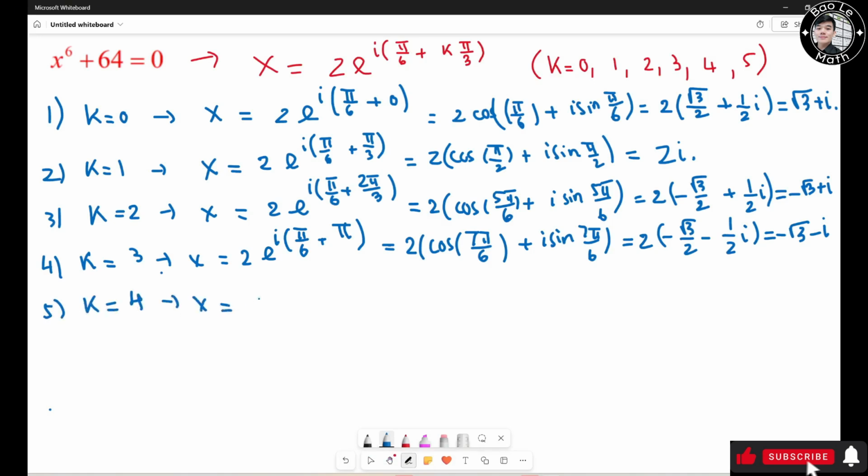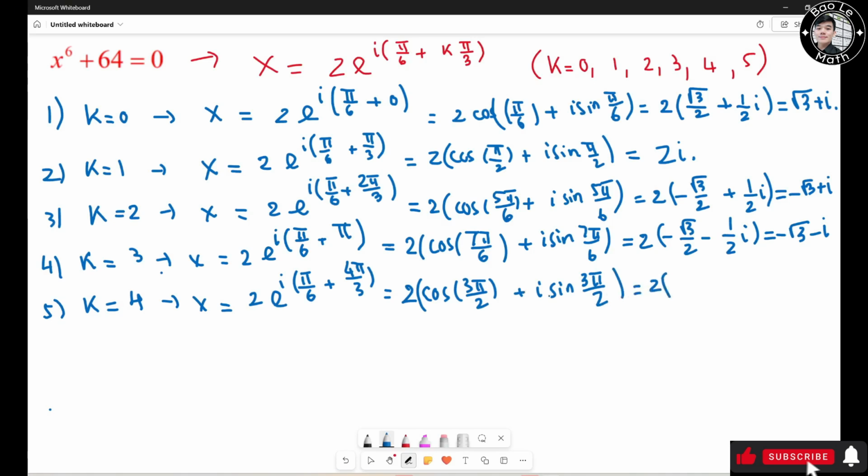Number 5, k equals 4. Then you have S equals 2 e to the i of pi over 6 plus 4 pi over 3. If you simplify this, it turns out to be 9 pi over 6, which is 3 pi over 2, right? So we have 2 times cosine of 3 pi over 2 plus i sine of 3 pi over 2. Cosine 3 pi over 2 equals 0, and sine 3 pi over 2 equals negative 1, so this turns out to be negative 2i, right?